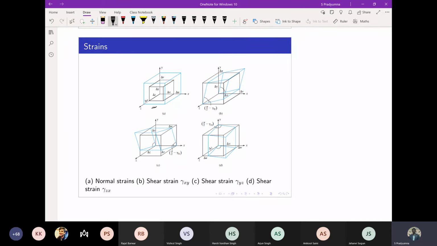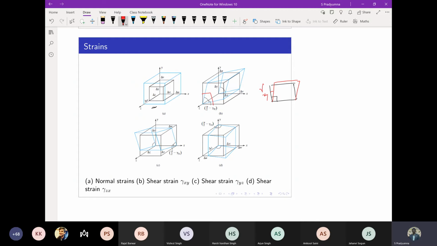So when you apply the shear stress, there will be a change in the angle. Earlier it was pi by 2 when you consider a cube. This angle was pi by 2. Now it has actually changed. So it was like this, this is the pi by 2 before, and now because of the shear strain, it is changing to some other angle. This angle we call gamma xy.